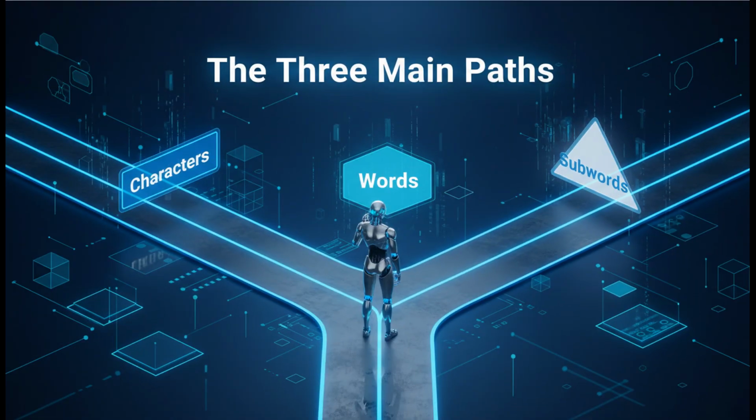There are three main ways to slice up language. We can look at individual letters, whole words, or something in the middle. Choosing the right path is the first step in building a model's vocabulary.